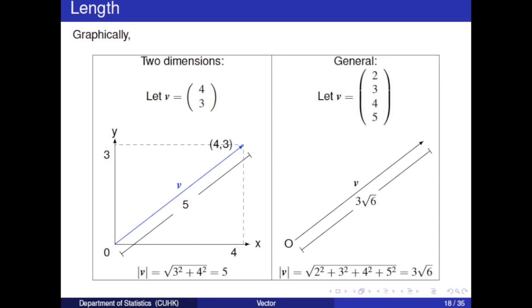Graphically, on the left, 5 is the length of V. We can find the length of vector V by using the formula on the previous page. Hence, the length of V is equal to square root of 3 square plus 4 square, and it is equal to 5. On the right, 3 times the square root of 6 is the length of V. The calculation is on the bottom.